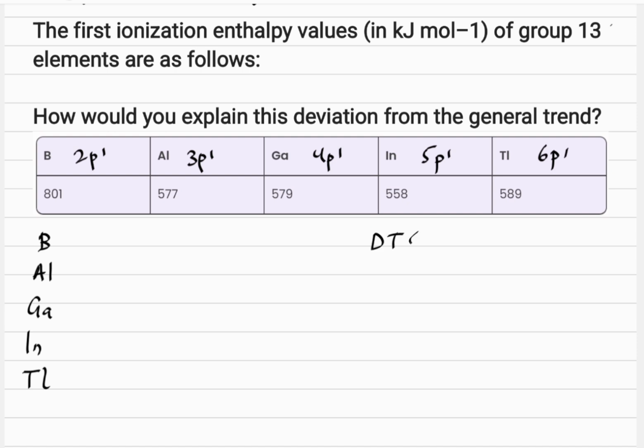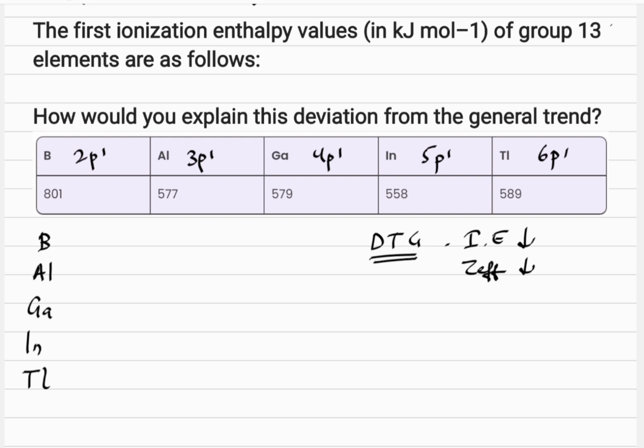So down the group, what happens? Down the group, ionization energy decreases simply because Z effective decreases, because atomic size increases, more number of shells get added. So the outermost electron is farther and farther away from the nucleus. It becomes easier and easier to remove it.